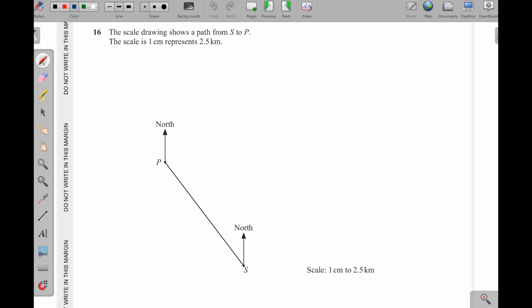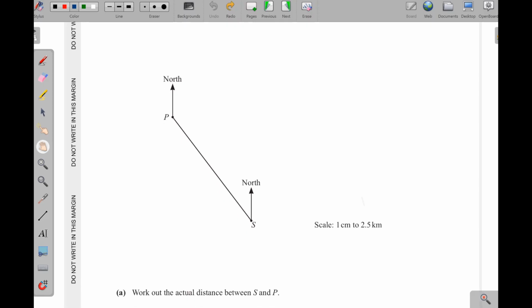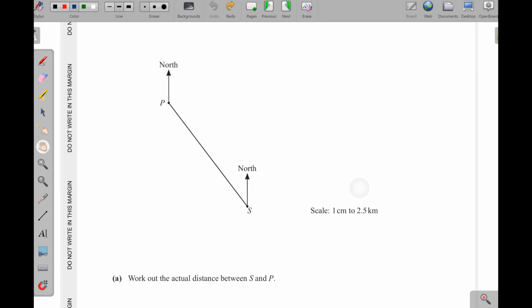Now question 16 is coming from bearings. The scale drawing shows a path from S to P. 1 centimeter represents 2.5 kilometers, that is our scale. And they're saying work out the actual distance between S and P. So all you have to do is to get your ruler and you measure here. Okay, so what is our PS?